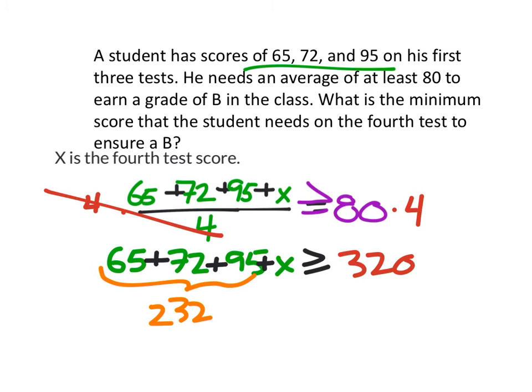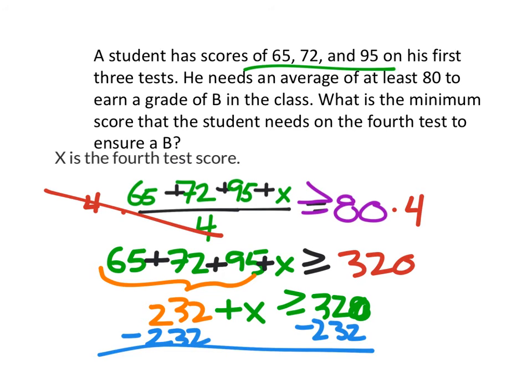232. So right now, the student has scored 232 points on the first three tests. And yeah, some of you guys are like, I already know what he would need on that fourth test, but I'm going to continue on, right? We need to add that fourth test score. It needs to be greater than or equal to 320. And sure enough, to solve this thing, all we need to do now is subtract that 232 from both sides of the inequality.